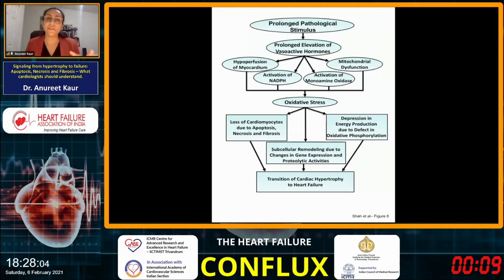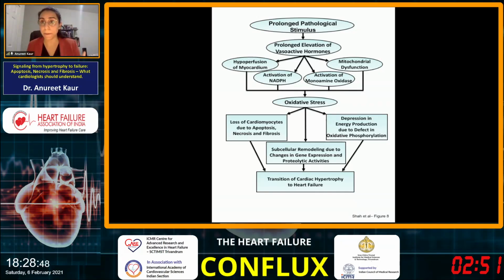Then again, this is a summary of what I've been saying. So we see that oxidative stress is central. We have a lot of pathology. There is a different kind of stimulus, which is because of the activated vasoactive hormones, and that stimulus is there for a longer duration. And now these hormones are doing all their functions. There is hypoperfusion of the myocardium. There is activation of NADPH oxidase, which starts to do oxidation, and then activation of monoamine oxidase in mitochondria, and mitochondrial dysfunction because of increased calcium overload.